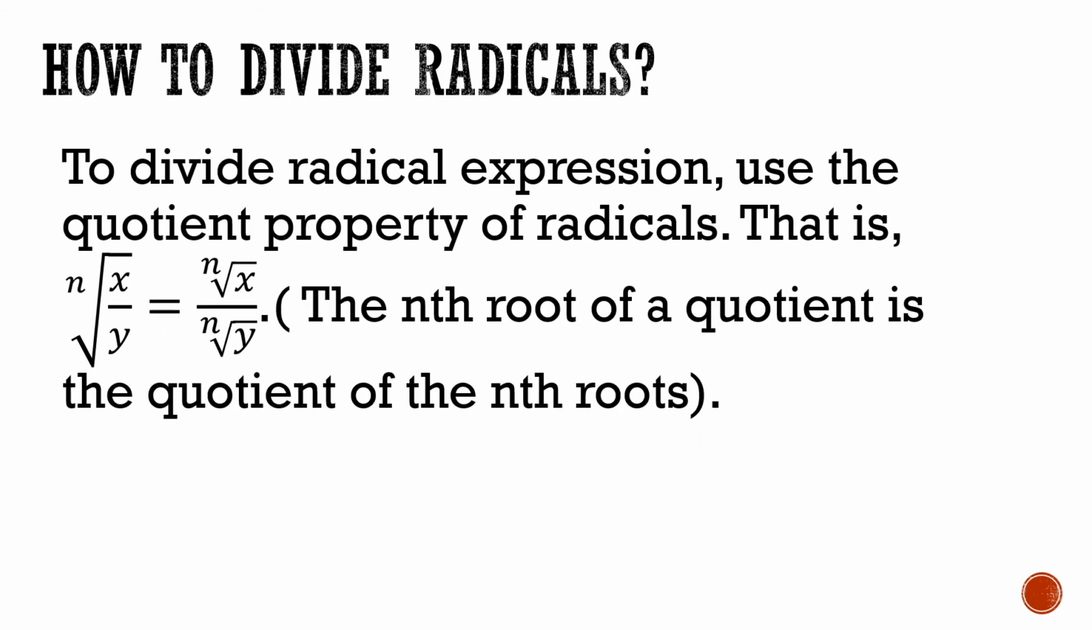To divide radical expressions, use the quotient property of radicals. That is, the nth root of x over y is equal to the nth root of x over the nth root of y. That means the nth root of a quotient is the quotient of the nth roots.